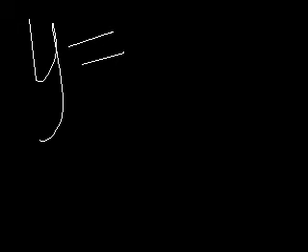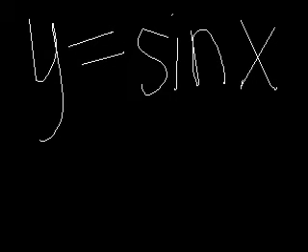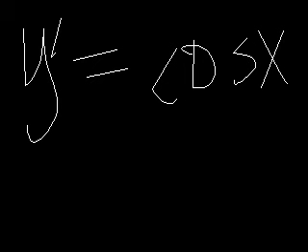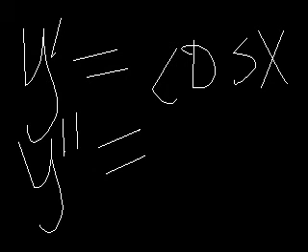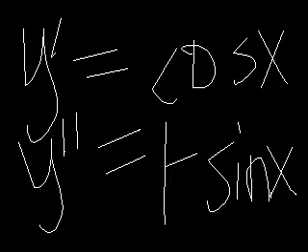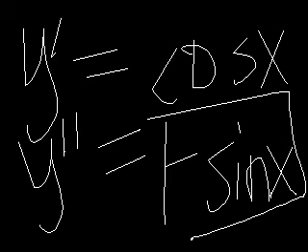Okay, let's try another one. Let's do y equals sine x. Okay, so we know that the derivative of sine is cosine, so y prime equals cosine x, and so derive it again, and we know that the derivative of cosine x is negative sine x. So y double prime equals negative sine x, and that's the second derivative.